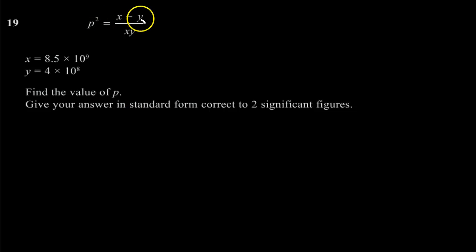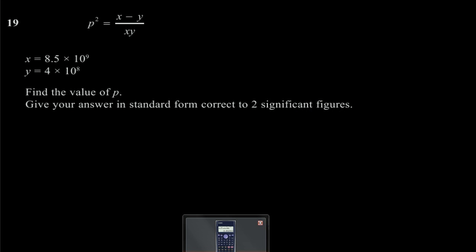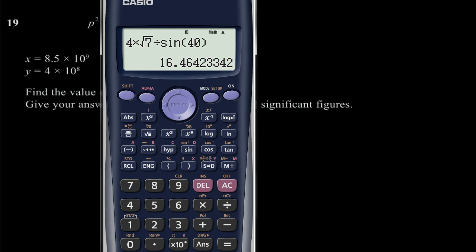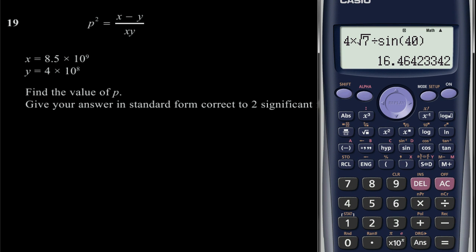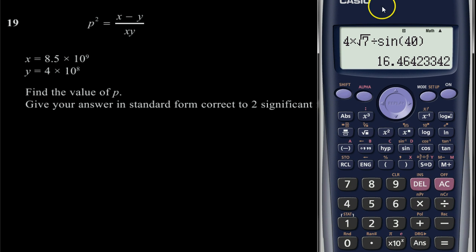p squared equals x minus y over xy, where x is equal to this number and y is equal to this number. Find the value of p. Give your answer in standard form, correct to two significant figures. So let's have a go at it then. We'll put the calculator over here while we do the calculations.